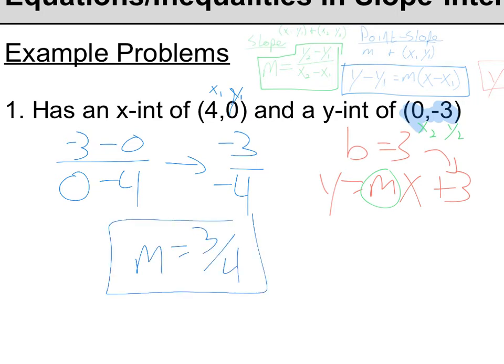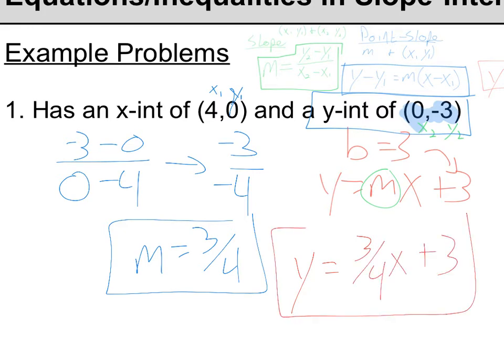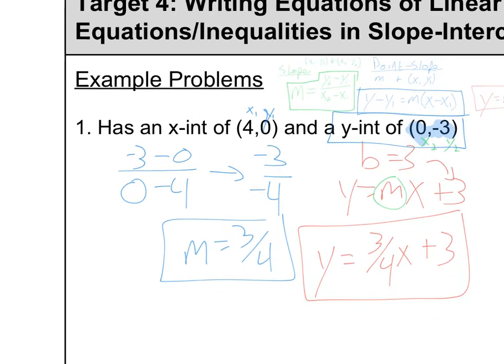Well, I know my slope. I know my y-intercept, which means I know slope-intercept form. y equals 3/4 x plus b, where b is the y-intercept. All right, next one.